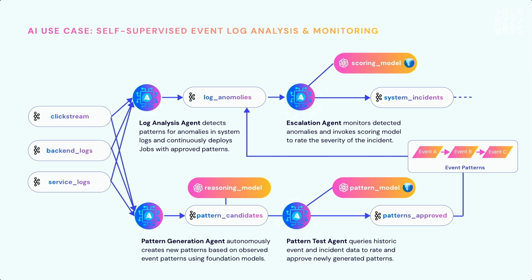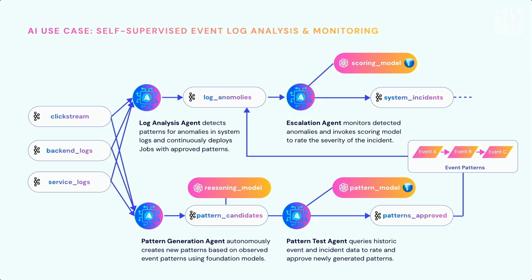The last use case I wanted to show today is an AI use case, where you could have, let's say, a self-supervised event log analysis and monitoring. So think of logs and event streams. You have a log analysis agent that uses a collection of event patterns to detect anomalies, and an escalation agent to score those and put them as potential incidents, before they actually happen, into an output topic of system incidents.